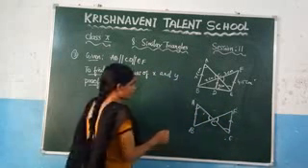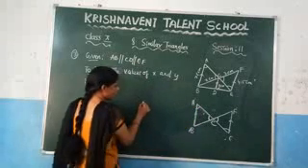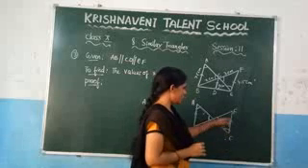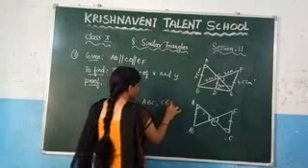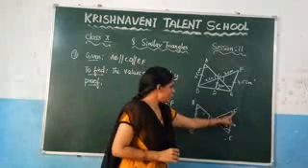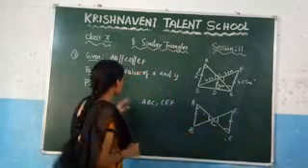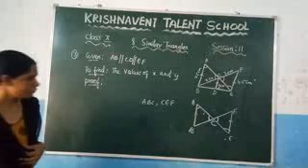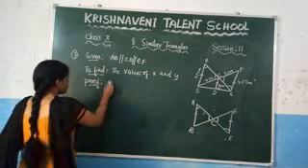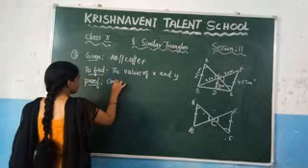So what we have done here: consider the triangle ABC and one more triangle CEF. Here angle ACB is equal to angle FCE. So here I am writing directly. So you need to consider the triangle.